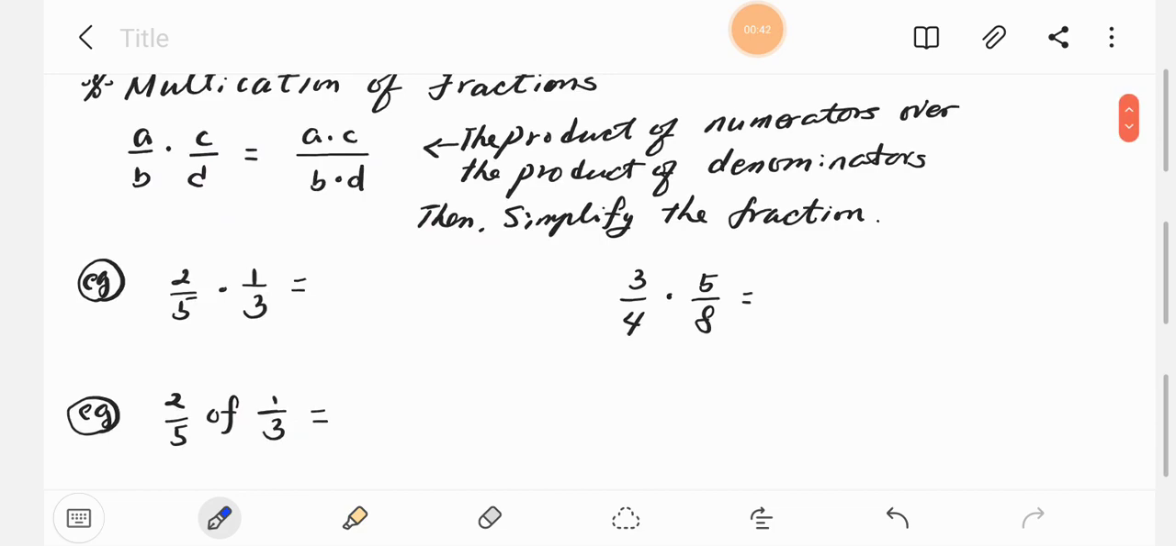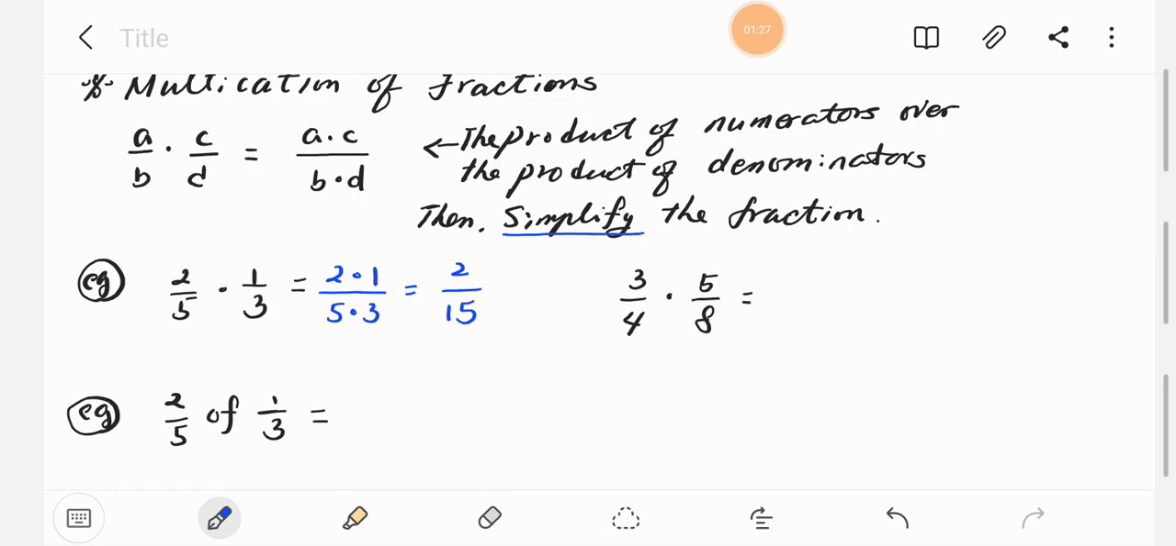So here's an example. 2 over 5 times 1 over 3. Then we will multiply the numerators of these two fractions over the product of the denominators 5 and 3. So the numerator will be 2 times 1, which is 2, and 5 times 3 is 15. Once you get a fraction, always simplify it, which means if there's a common factor in the numerator and the denominator, we can reduce this fraction. Now, 2 and 15 have no common factor, so just leave it.